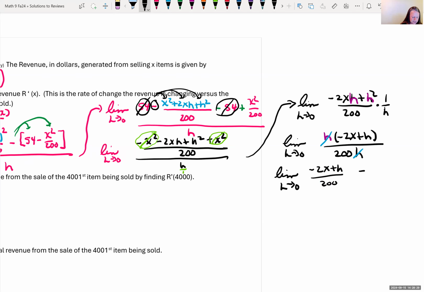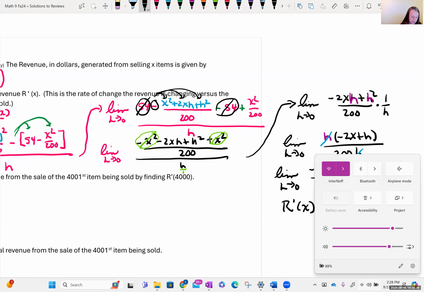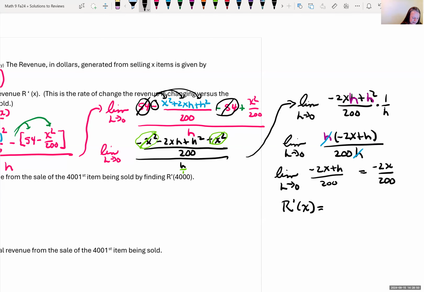Now doing direct substitution, plugging in 0 wherever I see an h, I'm left with negative 2x all over 200. So I got that my derivative function of my revenue, r prime of x, I'm going to simplify this, 2 and 200 both have 2 in common. This would be negative x all over 100.